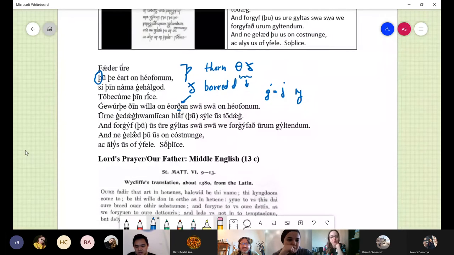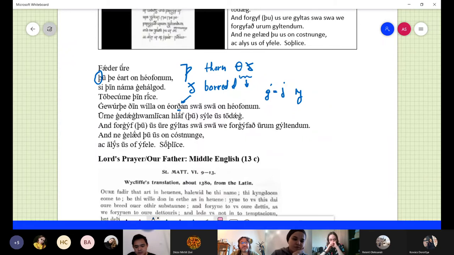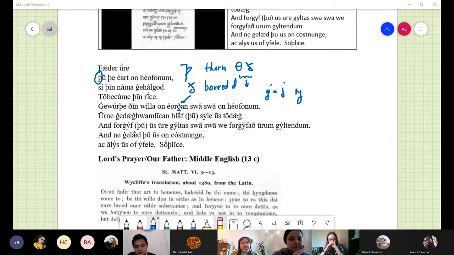Gedeghwamlican. Now, that's a long word. Can you actually spot the base of the word? Day. Day is day, meaning daily, right? Okay, what is the word hlaf? That's supposed to be bread? Yes. Does anybody recognize the word? It's still around. There was a phonological change that did something to the beginning of the word, but the word is still around. Loaf, as in a loaf of bread, right? Okay. Syle. This one is difficult. This actually is the verb.